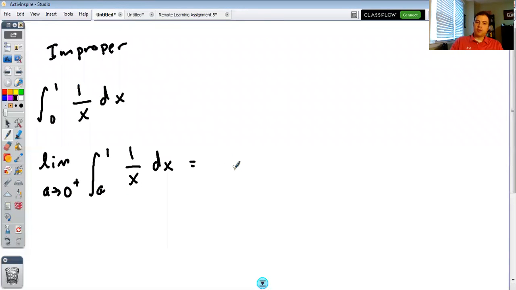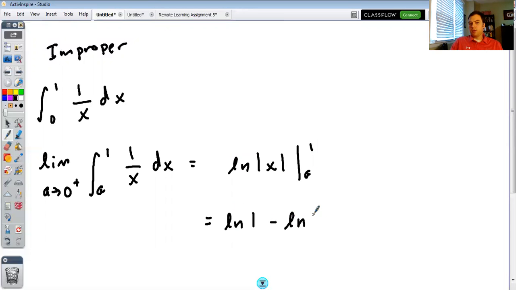Now we anti-derive. So this will be the natural log from a to 1. So the ln of 1 minus the ln of a. ln of 1 is 0, so we get negative ln a. Now, as a approaches 0, ln is still undefined, so this is a divergent integral. That area from 0 to 1 under the graph of 1 over x is not defined.